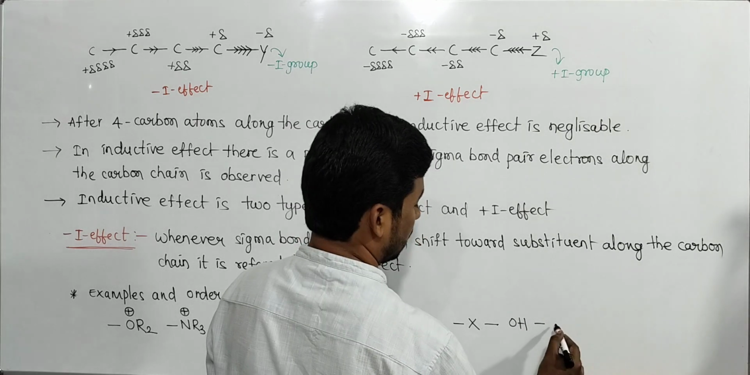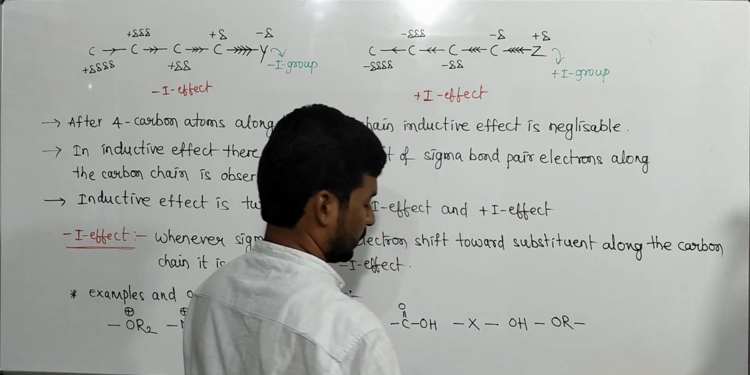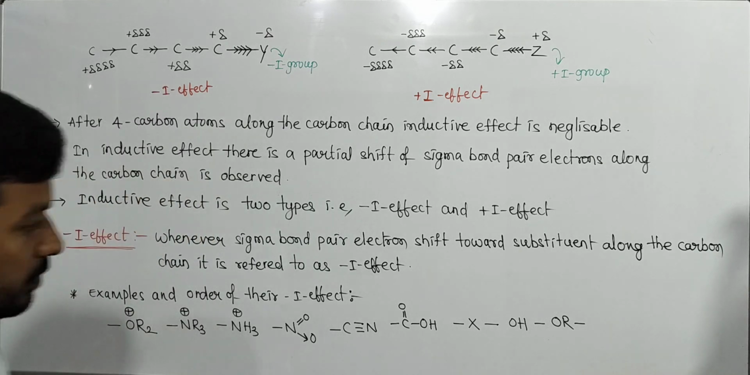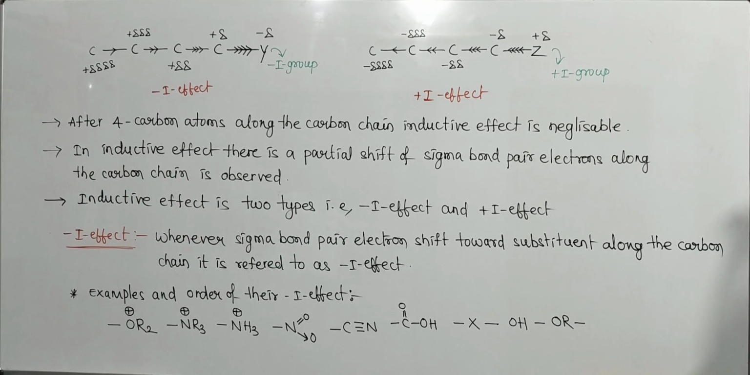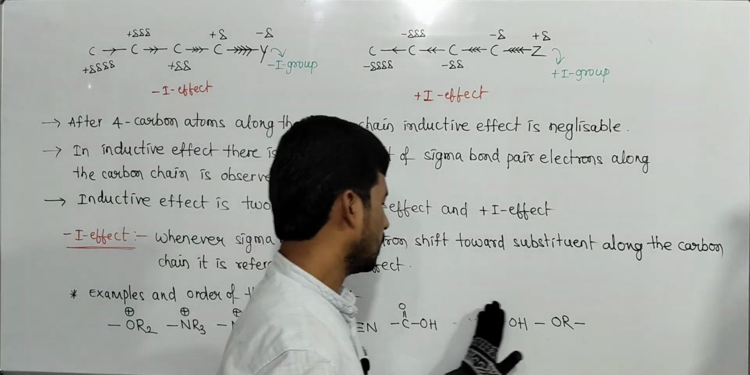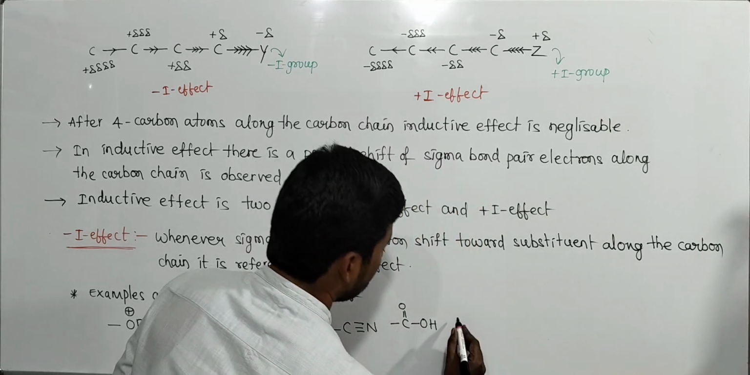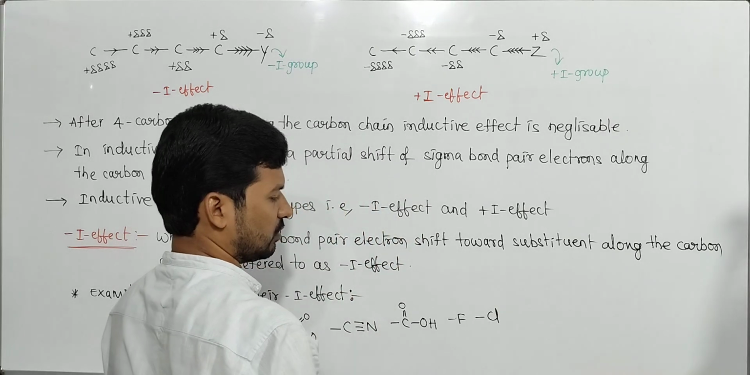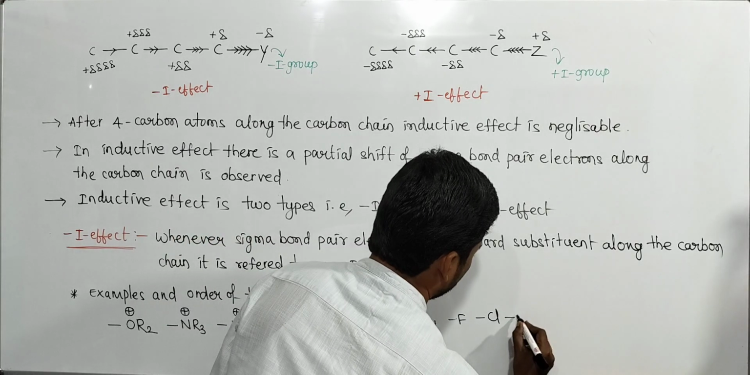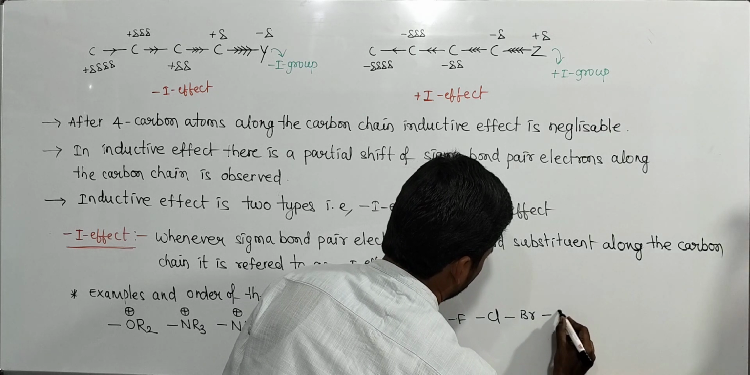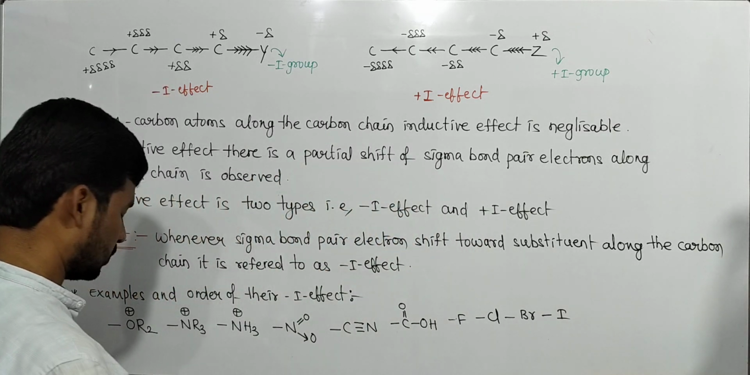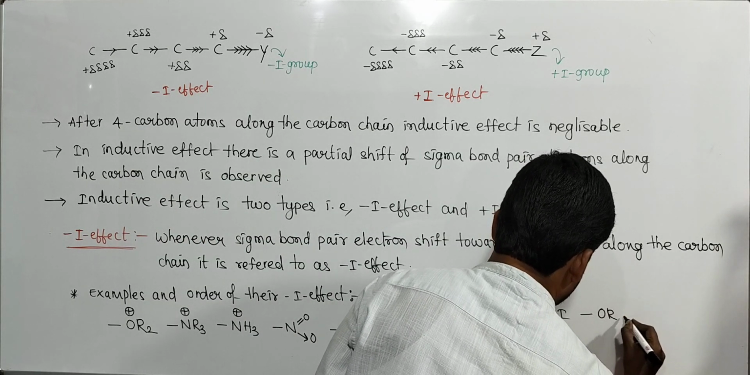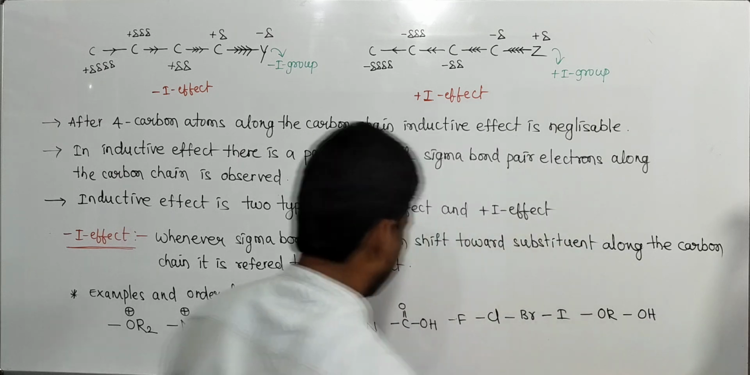Then the OR group has a minus I effect. In halogens, I want to write fluorine and chlorine separately. Fluoride has a minus I effect. Then X means halogen: fluorine, chlorine, then bromine has a minus I effect, then iodine. I want to write the order also. After that, OR has a minus I effect. After that, OH has a minus I effect.